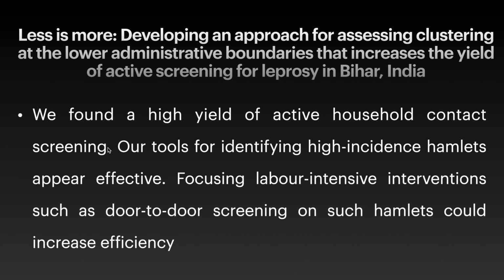So what they concluded: we found a high yield of active household contact screening. Our tools for identifying high incidence hamlets appear effective. Focusing labor intensive interventions such as door to door screening on such hamlets could increase efficiency. So it is quite impressive. They solved a very operational problem using GIS technology.